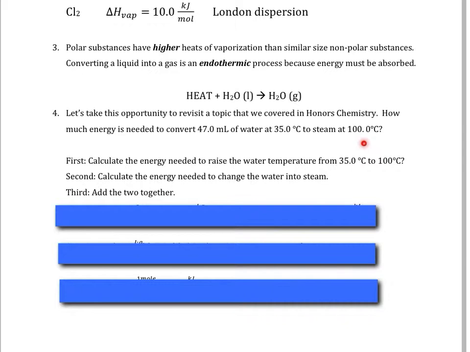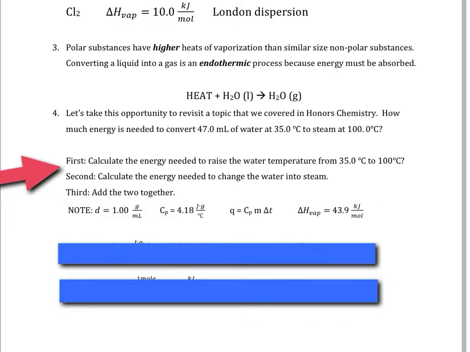We'll do this in two steps. First, I want to calculate the energy needed to raise the water temperature from 35 to 100 degrees. In order to do that, I need a constant, and that constant is going to be the specific heat capacity of water, 4.18 joules per gram degree Celsius. This is what we need to change the temperature. Also, I'd like to point out, remember the density of water is 1 gram per milliliter at most room temperatures. Therefore, when a problem gives you 47 milliliters, we can simply change that into 47 grams. This will be the equation, and you'll be given this equation on your AP exam sheet: Q, heat, equals specific heat capacity times the mass of the sample times the change in the temperature.